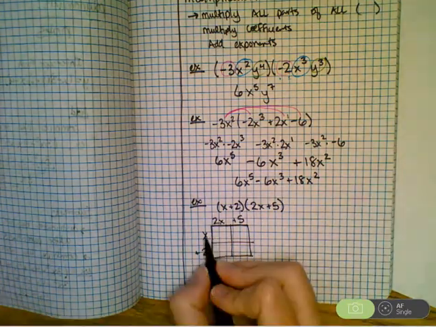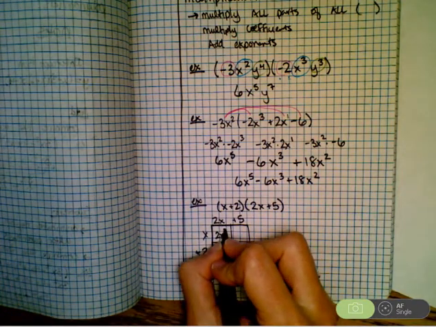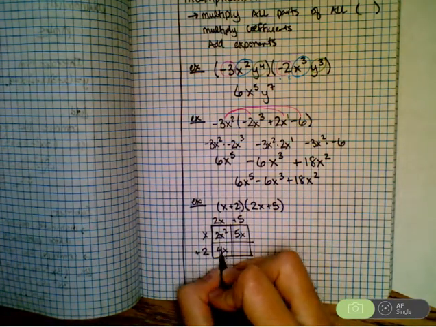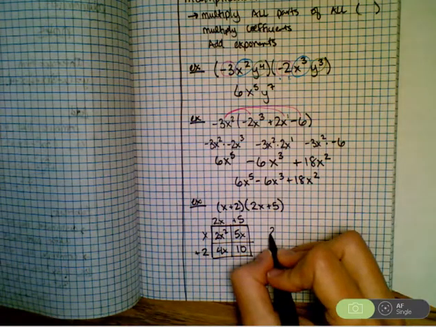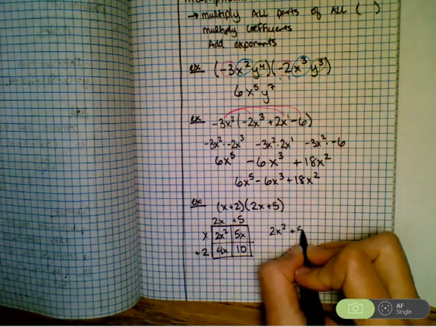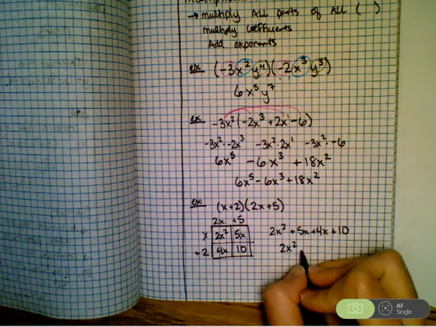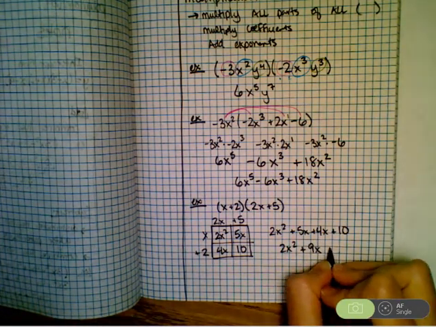So we go through and multiply it. X times 2x is 2x squared. X times 5 is 5x. 2x times 2 is 4x. 2 times 5 is 10. So we get 2x squared plus 5x plus 4x plus 10, or 2x squared plus 9x plus 10.